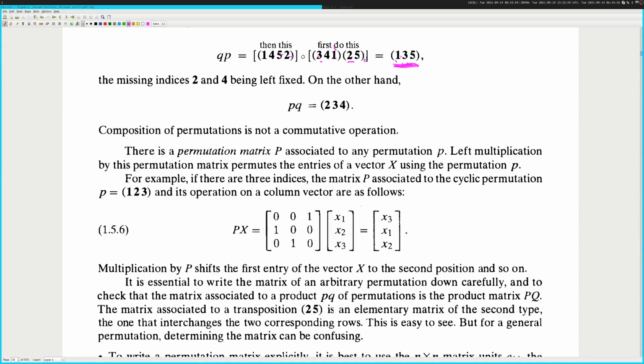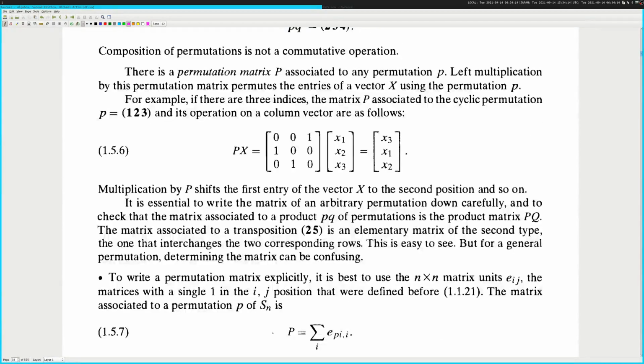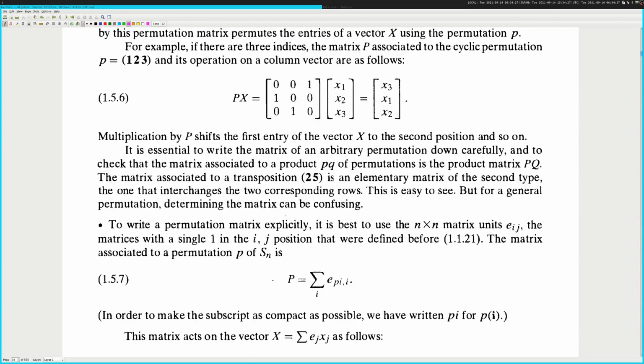A transposition will be a transposition matrix. It'll be an elementary matrix. The matrix associated to a transposition (2 5) is an elementary matrix of the second type, the one that interchanges the two corresponding rows. This is easy to see, but for a general permutation, determining the matrix can be confusing. To write a permutation matrix explicitly, it is best to use the n by n matrix units E_ij, which are the matrices with the single 1 in the ij position that were defined before.